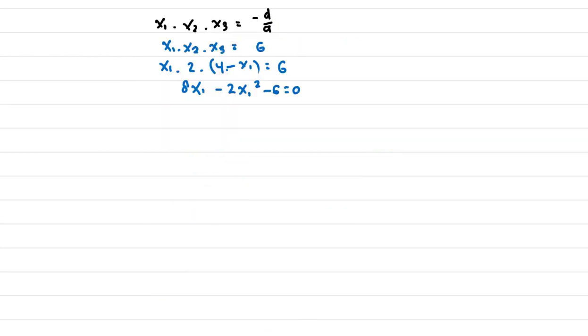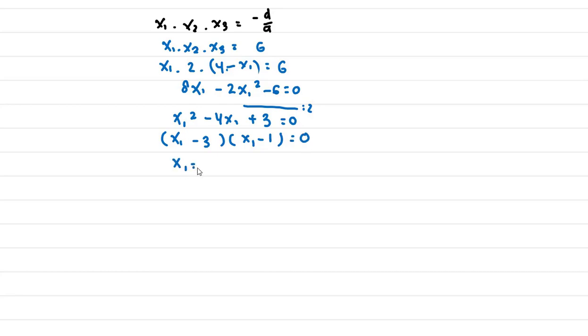We will solve this quadratic equation in terms of x1. Let's divide everything by 2 and move it to the right. So we have x1 squared minus 4x1 plus 3 equals 0. Then I can factorize and have x1 minus 3, x1 minus 1 equals 0. So x1 is 3, or 1. x3 is 4 minus x1, so here x3 is 1. Actually, using the other root is only a swap of x1 and x3. It will be the same. The other two roots are 3 and 1.